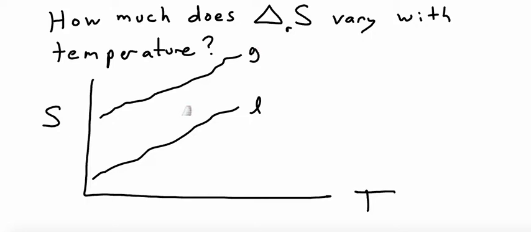However, if we're looking at delta S, so let's imagine we were looking at delta S of fusion. That's the gap between the entropy of the liquid and the solid. And we can see that that gap might not be constant, but it's going to grow at a rate smaller than the individual entropies do. In other words, if the two entropies are growing with temperature at a rate that's similar, the gap between them will grow very slowly. So let's look at a concrete example of this.